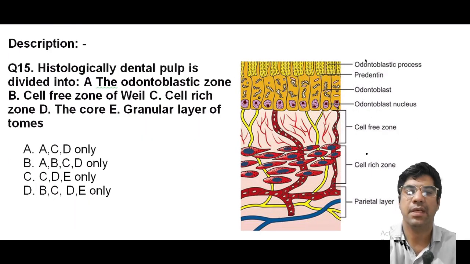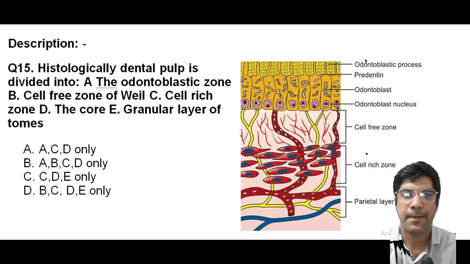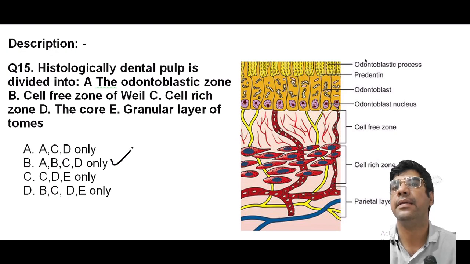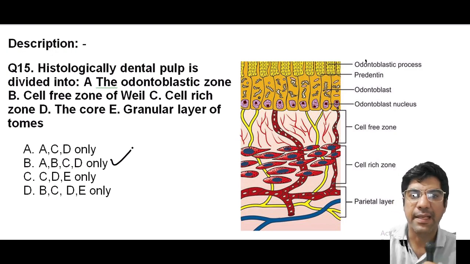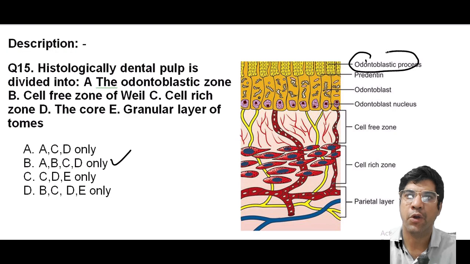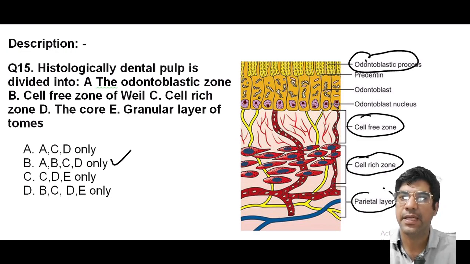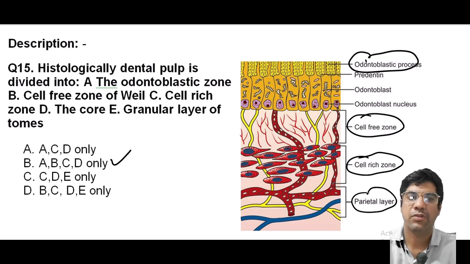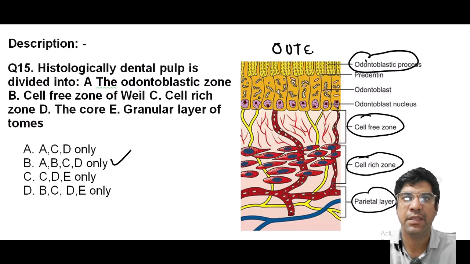Moving to the next question, the histological dental pulp is divided into, the answer is B. The pulp is divided into the odontoblastic layer, cell-free zone, cell-rich zone, and the core zone. The outermost zone is the odontoblastic zone, which is responsible for dentine formation.